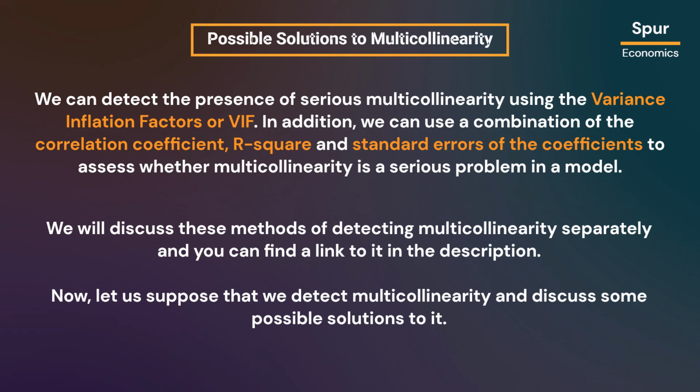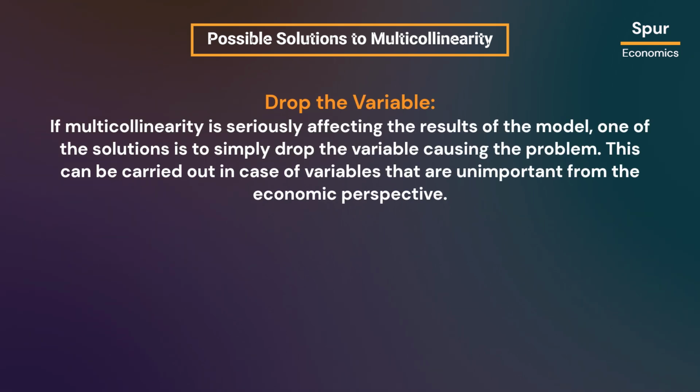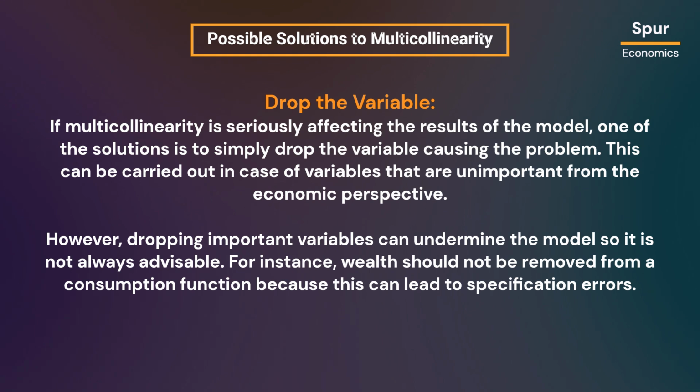Now, let us suppose that we detect multicollinearity and discuss some possible solutions to it. If multicollinearity is seriously affecting the results of the model, one of the solutions is to simply drop the variable causing the problem. This can be carried out in case of variables that are unimportant from the economic perspective. However, dropping important variables can undermine the model, so it is not always advisable. For instance, wealth should not be removed from a consumption function because this can lead to specification errors.